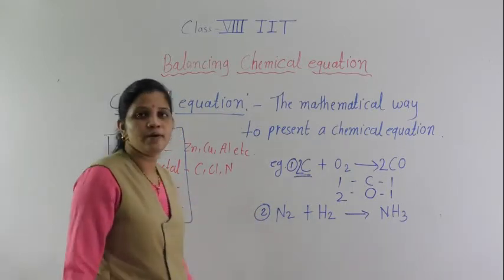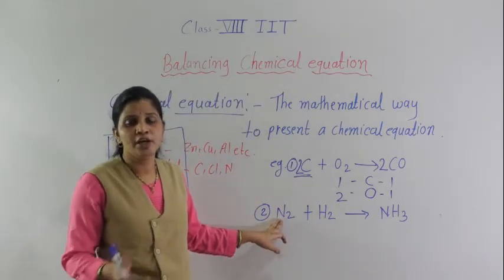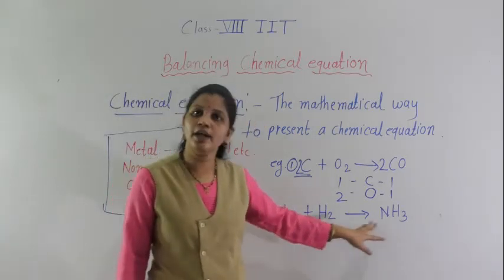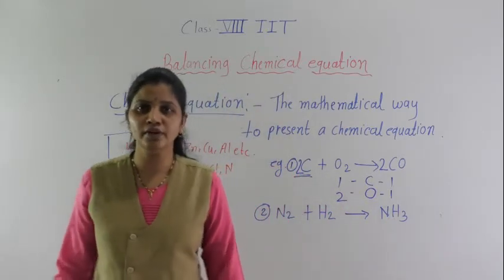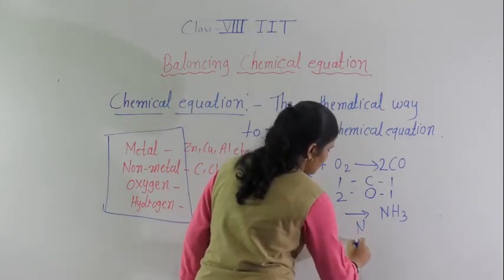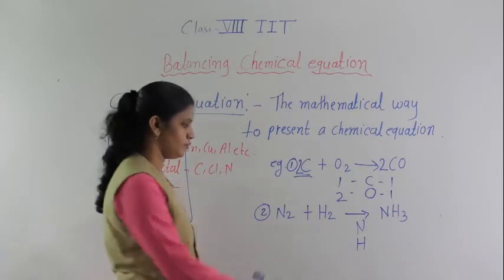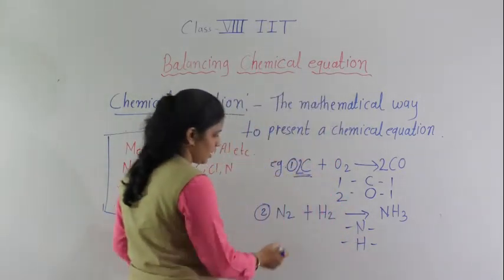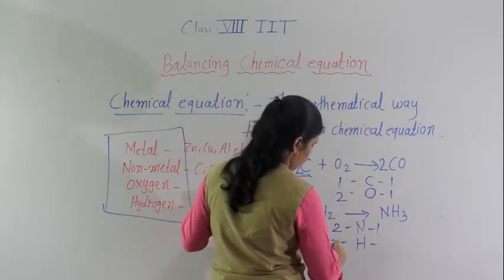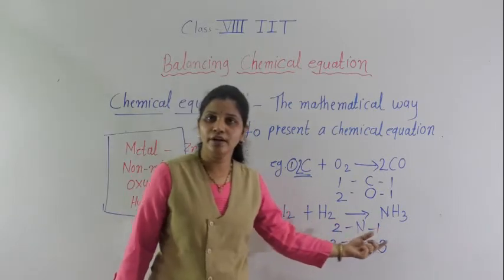Okay, now we will see one more example. See, second example, N means what? Nitrogen. A very simple reaction is given here. N nitrogen, H hydrogen, and NH3 ammonia. NH3 means ammonia is formed. Now in this, first we will write the elements present, nitrogen and hydrogen. First we write how many atoms. Nitrogen 2 here, 1 here, hydrogen 2, and here hydrogen 3. See, on both sides it is not balanced.